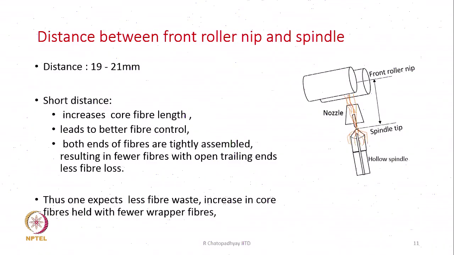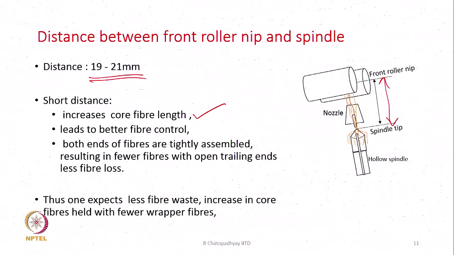The other important parameter is the distance between the front roller nip and the spindle. It is shown in this diagram that this is the distance, from the front roller nip to the spindle tip here. This distance could typically be 19 to 21 millimeters. So, a shorter distance means it increases the core fiber length. All the fibers are not forming wrappers. Some fibers, or their entire fiber length, are in the core, but for fibers which are forming wrappers, part of it is in the core, and the rest of it is on the surface of the yarn.